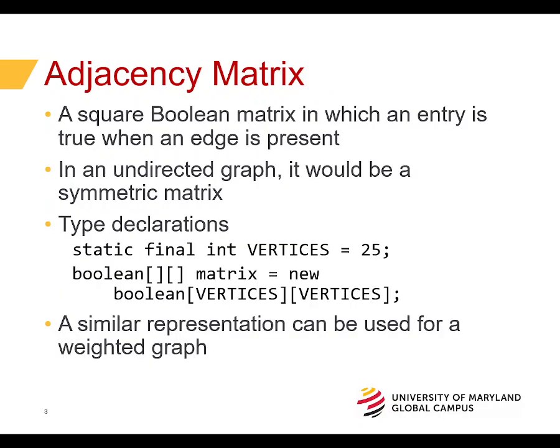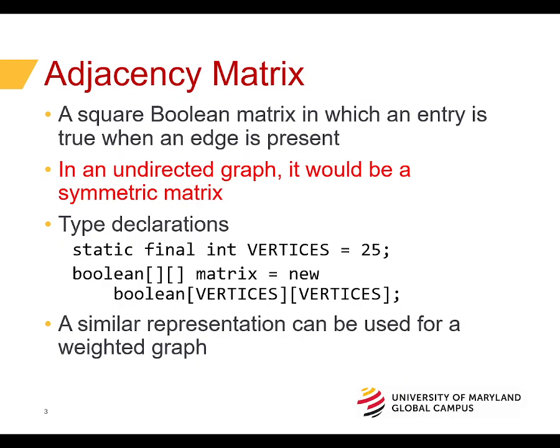Having introduced some of the most basic terminology, let's now consider a number of different representations, beginning with an adjacency matrix. We should note that the adjective adjacency is used because when there is an edge between two vertices, they are said to be adjacent. An adjacency matrix is a square Boolean matrix. The entry in the cell whose row is the starting vertex and whose column is the ending vertex is true when there is an edge between those two vertices, and false otherwise.